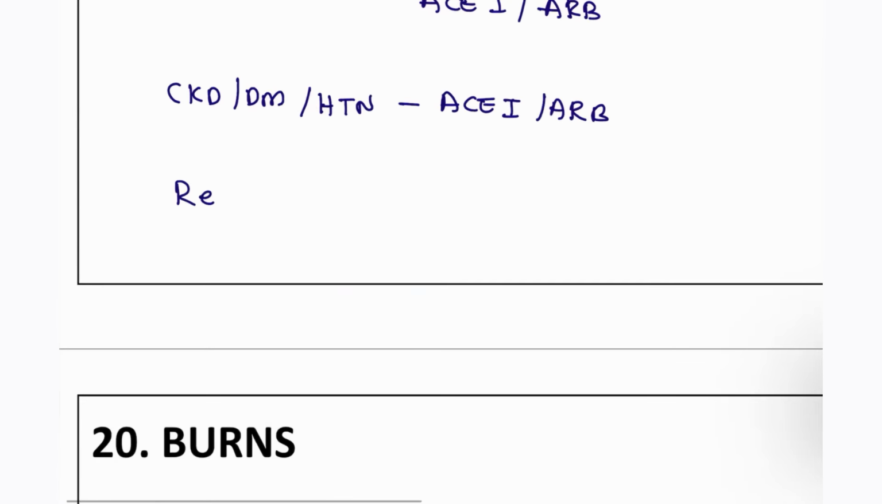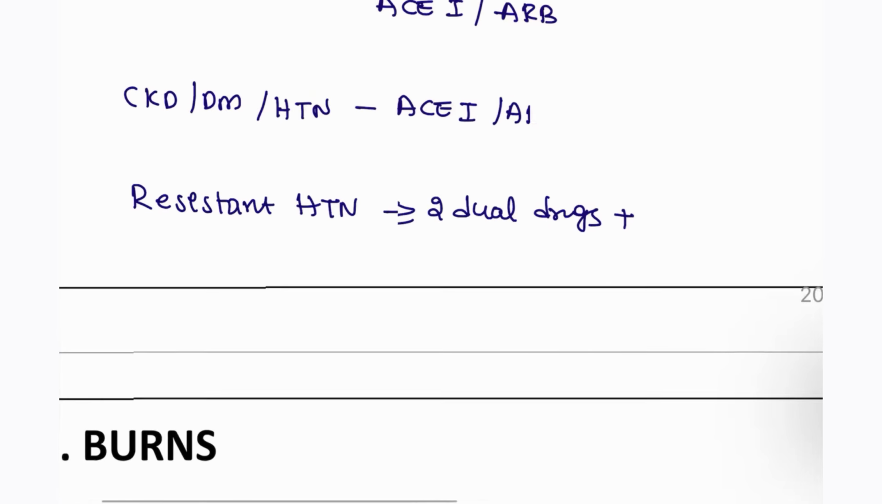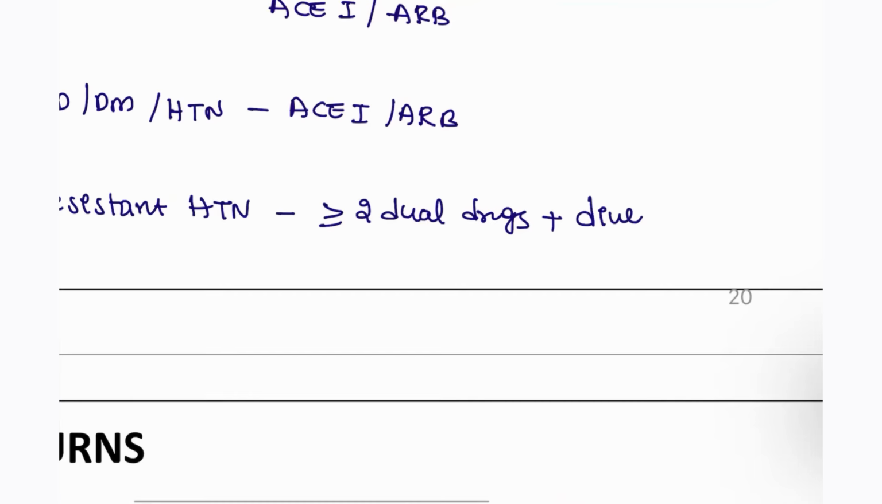Next, those who are suffering from resistant hypertension. What is meant by resistant hypertension, guys? At least two drugs have been added, and among these, one is a diuretic, but still it is not controlling the BP. For this patient, the drug of choice is spironolactone. Spironolactone should be given for this patient.